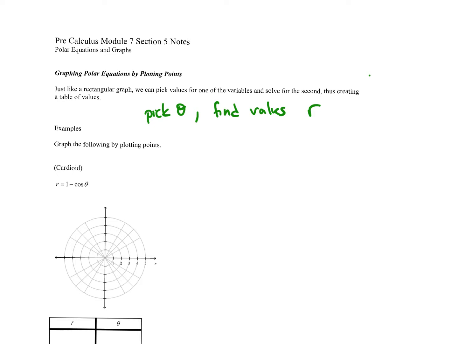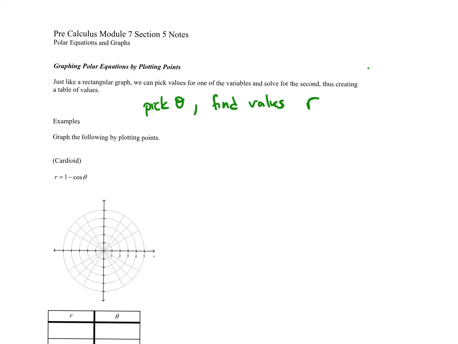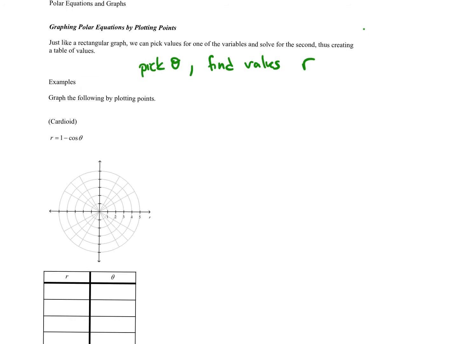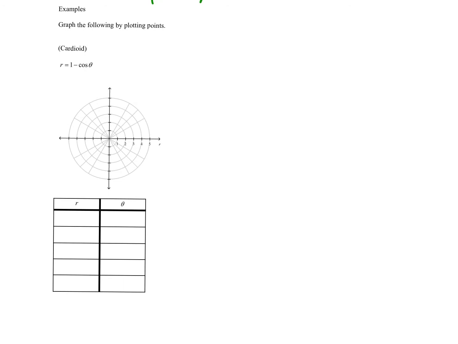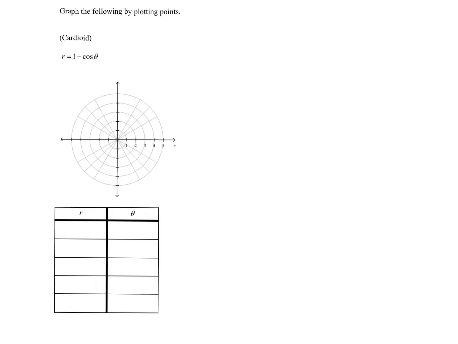Now, obviously, you can graph this on Desmos and get a really good idea of what your graph looks like, but in general, this is how we would do it. So this first equation, r equals 1 minus cosine theta, is what we call a cardioid, and we'll look at a list of all these names later. What I'm going to do is pick some nice angles, maybe 0, 45, 90, 180, 360, and then I'll just plug these in.